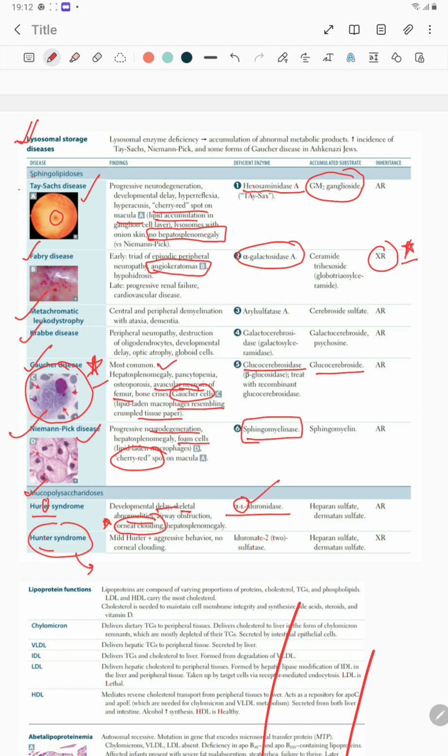Hunter syndrome: like hunters, they require very clear eyes to hunt. So that's why corneal clouding is actually absent in Hunter syndrome. It is X-linked recessive.